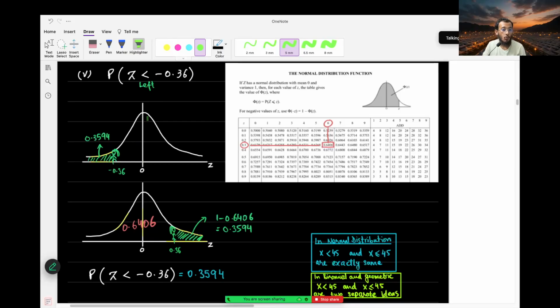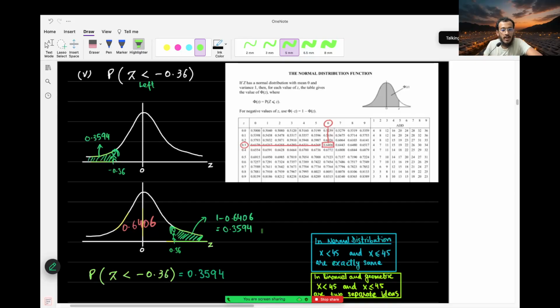So always, when you flip the diagram, first shade the corresponding region, the portion we are trying to find, and then write the final answer. Probability z is less than negative 0.36 is 0.3594. Did we understand the procedure correctly? Yes.